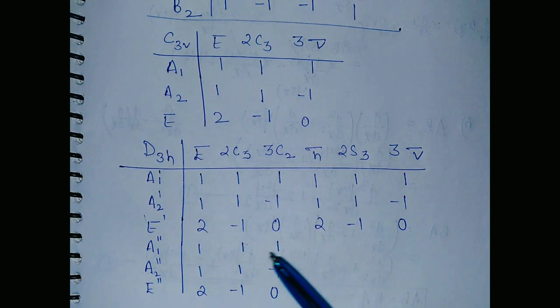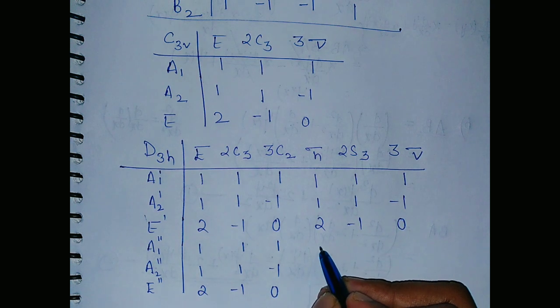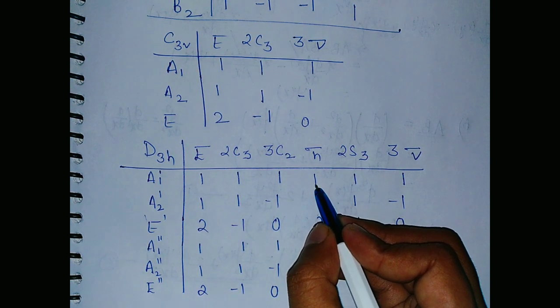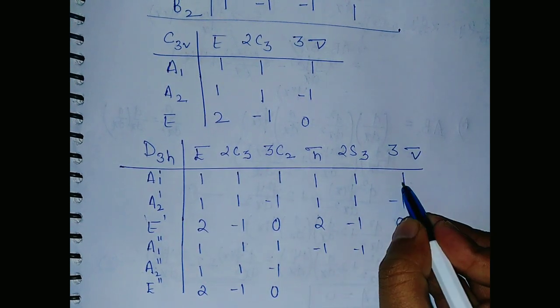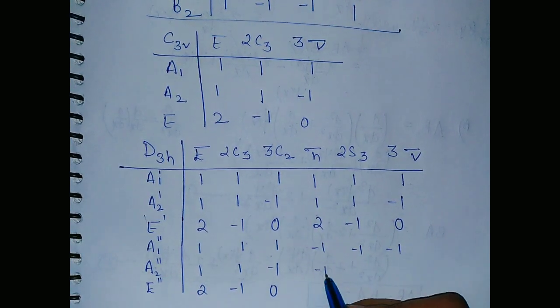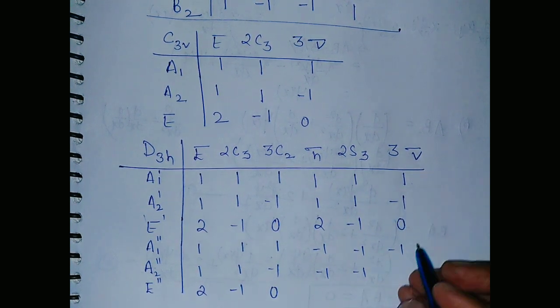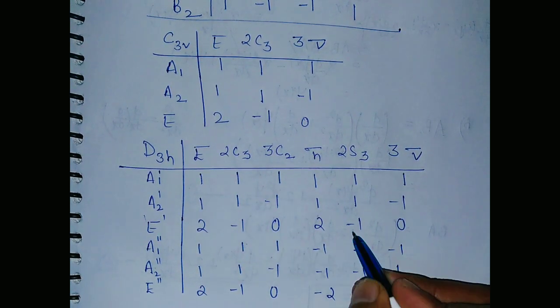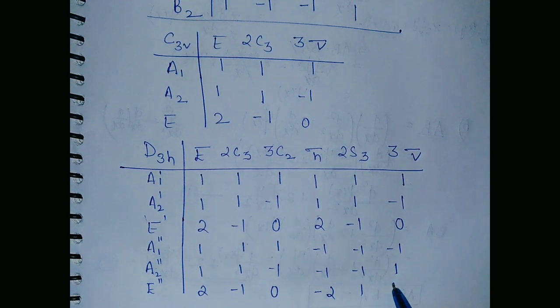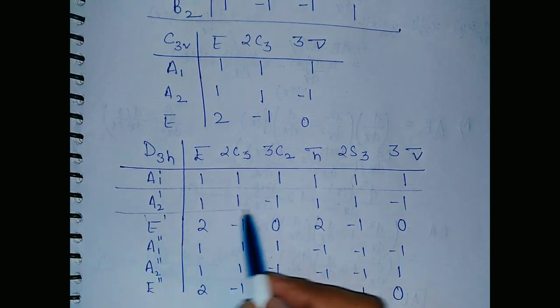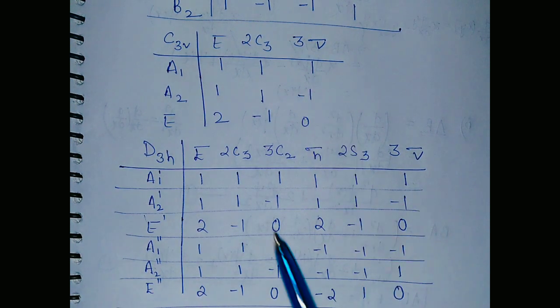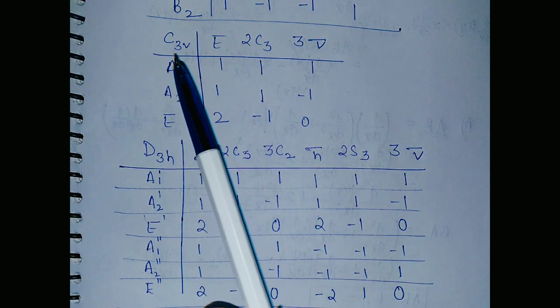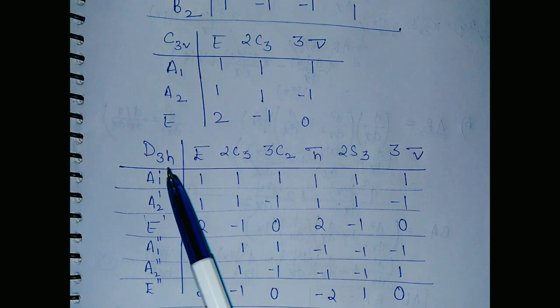Now just take care that you have to write this same as it is but with the opposite sign. So if this is 1 then it will be minus 1, minus 1, minus 1, and the opposite of minus 1 is 1, 2 becomes minus 2, minus 1 becomes 1, and 0 is as it is, 0. So this is the D3h character table. Very easy. If you know the character table for C3v, then it is very easy to write it for D3h.